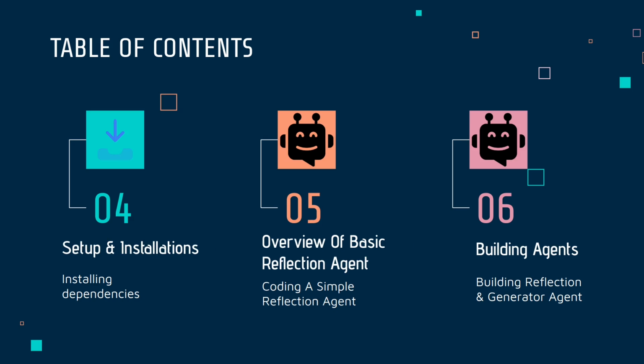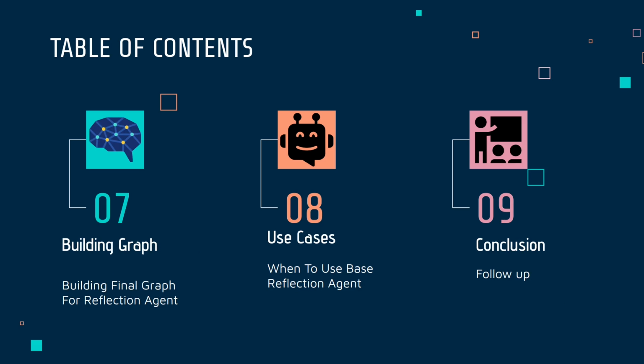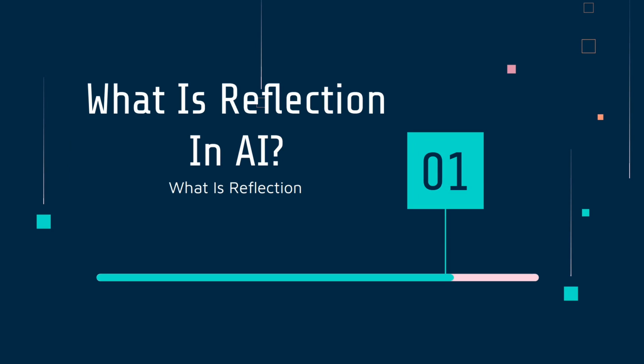You're going to be looking at how to set up and install everything and get running. You're going to look at an overview of a simple reflection agent. Okay. And you're going to look at building different agents. Then you're going to assemble those agents together, creating a cycle using LangGraph to build basically a graph of these agents. And then you're going to see the different use cases where you might use reflection agents, where you might not use reflection agents, and stuff like that. And then finally, we'll run into a conclusion. Okay, so let's get started.